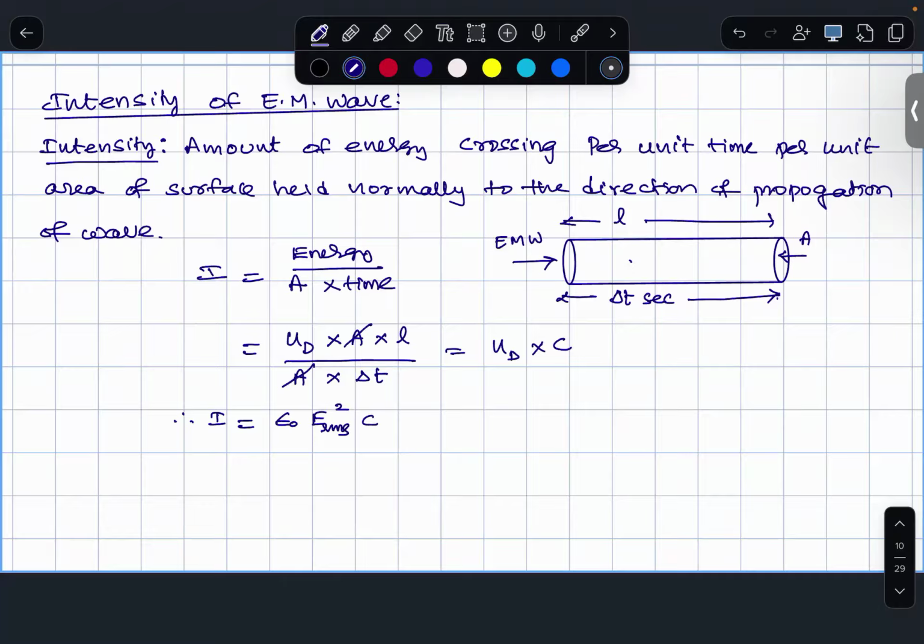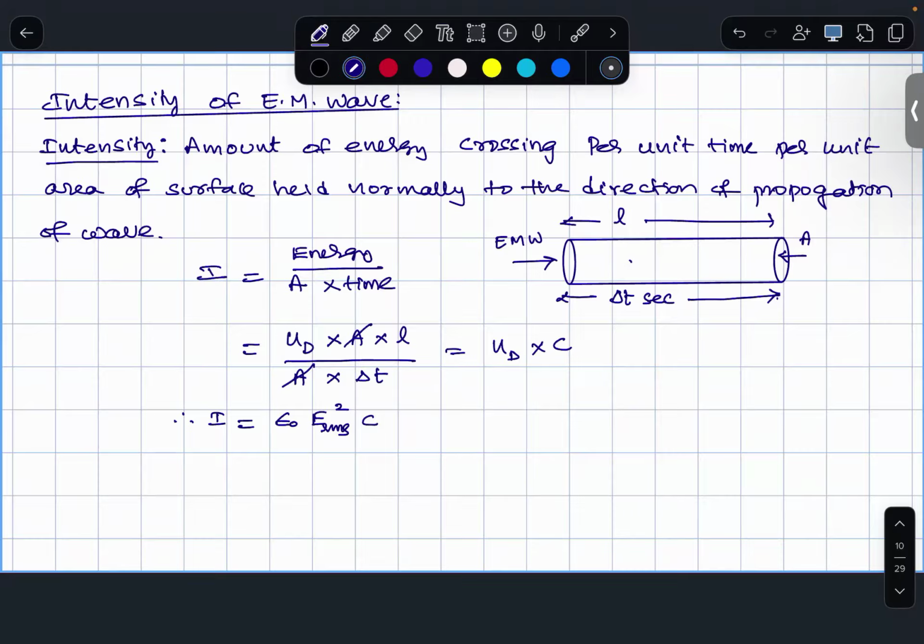E rms square c. Whatever energy density term I am writing, is it only the electric field or the total combination? Sure, right. Because if it is only the electric field, it is epsilon naught E rms square by 2. It is the total picture. That is about the intensity of the wave, that's all.